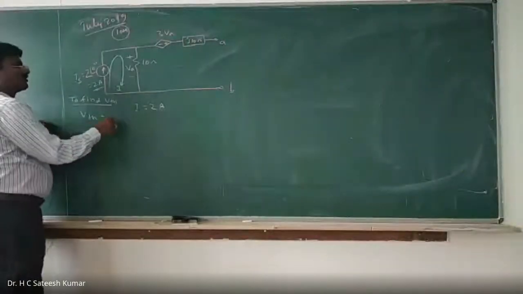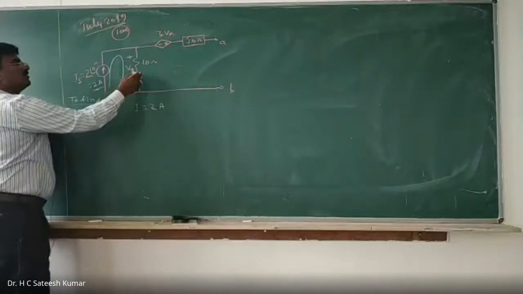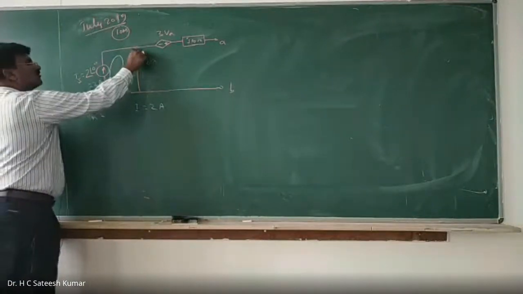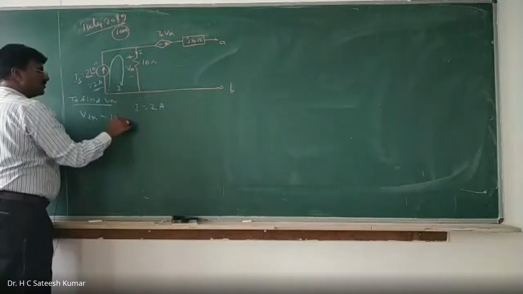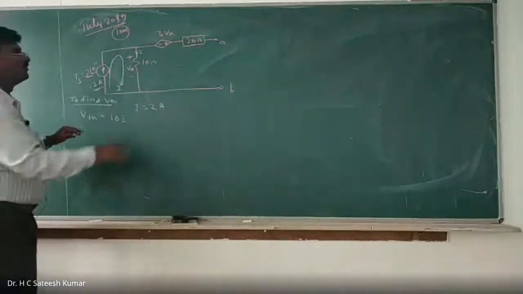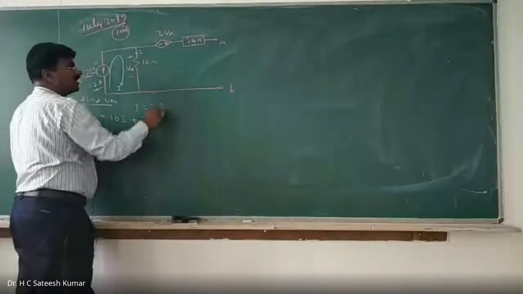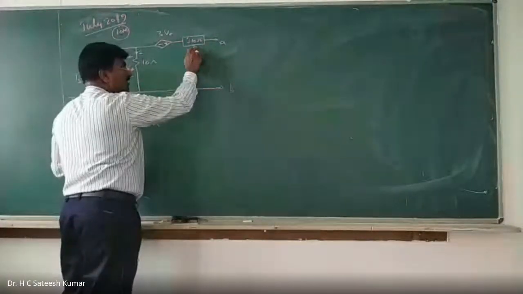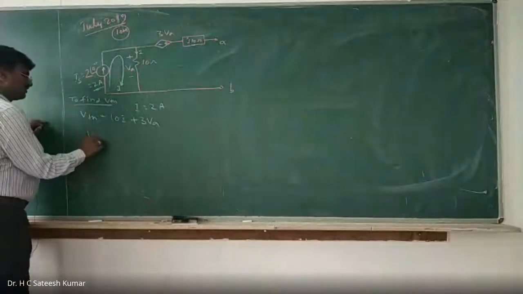Now you find out VTH. Go from here to here. What is the current flowing through this one? I, no? So 10 into I, plus 10 into I, minus 2 plus is plus 3VA. Current will not be flowing through this one because it is open circuited. But what is VA?